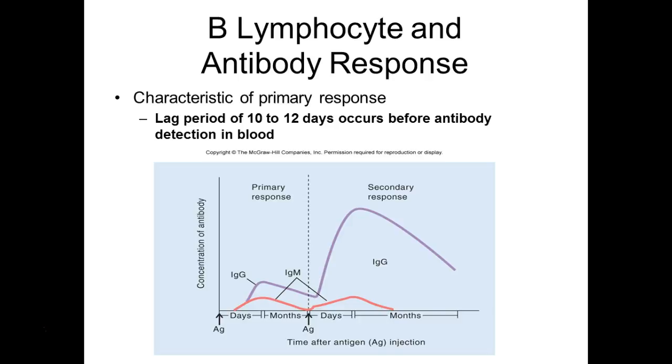So the great thing about secondary as opposed to primary is no lag period, because you've already seen this guy. You already know what he looks like. And who's being activated here? Not naive cells. Your second exposure, who's being activated? Dylan said it. Memory cells. So it's faster, it's more aggressive because you already know what you're dealing with, whereas the first time around, they're trying to figure it out. And that, unfortunately, takes time.